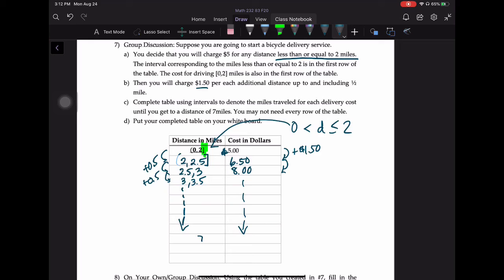We then go, remember, it's an additional half a mile, including that half mile. That means that every right-hand side of this interval is going to be a bracket, and every left-hand side is going to be a parenthesis. Every 2.5, 3, 3.5, 4, and so on, it's going to be included in that first level, not included in the second one.